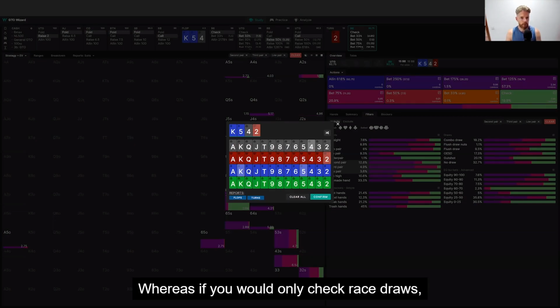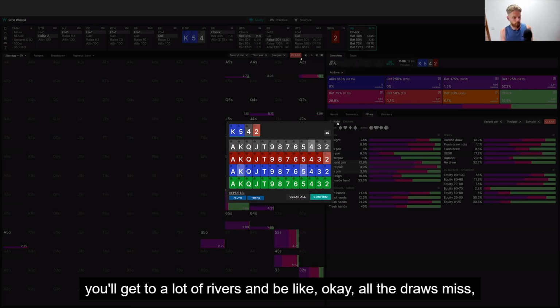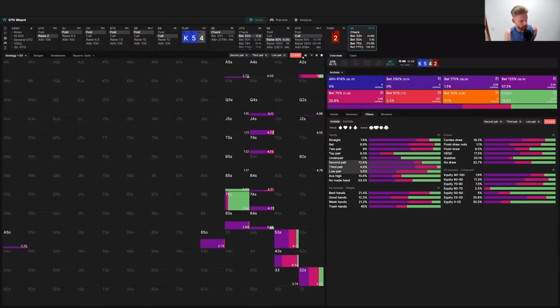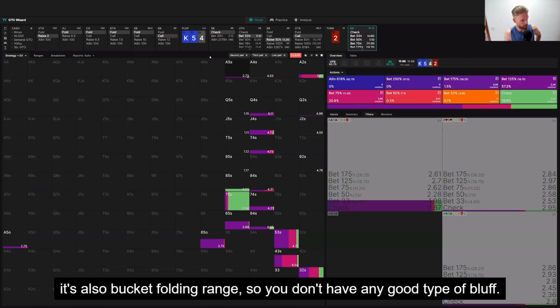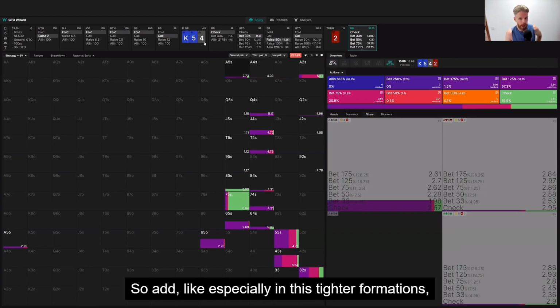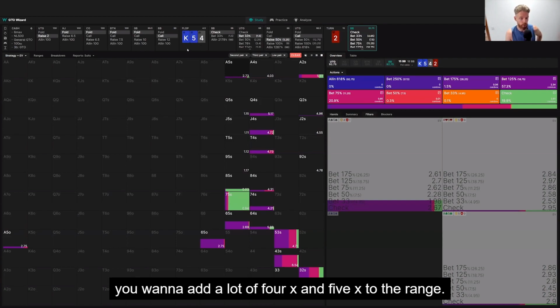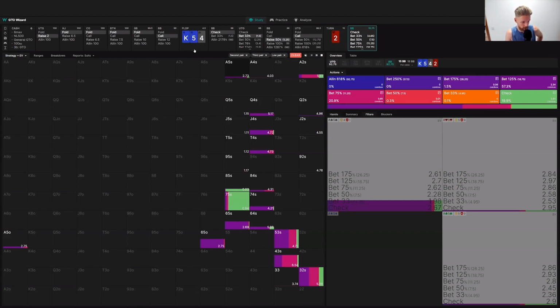Whereas if you would only check-raise draws, you get to a lot of rivers and think, okay, all the draws miss. I have a lot of draws, and a lot of the draws also block his folding range, so you don't have any good bluffs. So especially in these tighter formations, you want to add a lot of 4x and 5x to the range.